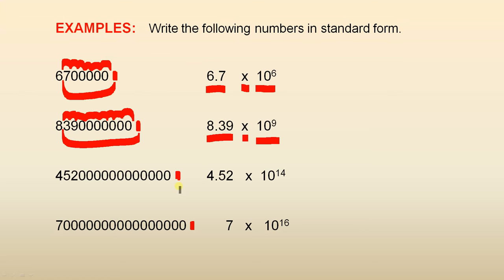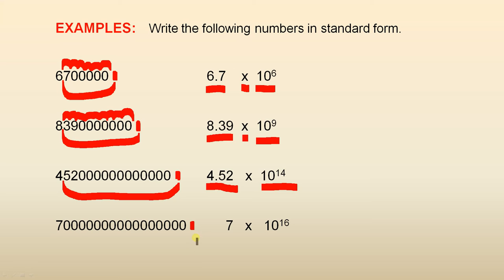The next one, we move the decimal point all the way back here between the 4 and the 5 to give us 4.52. Now, how far do we have to move it back to get it in its original position? Let's go back without doing any marks. 1, 2, 3, 4, 5, 6, 7, 8, 9, 10, 11, 12, 13, 14. So it's 10 to the power of 14.